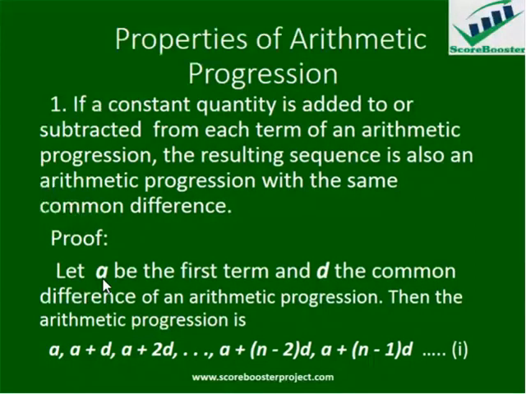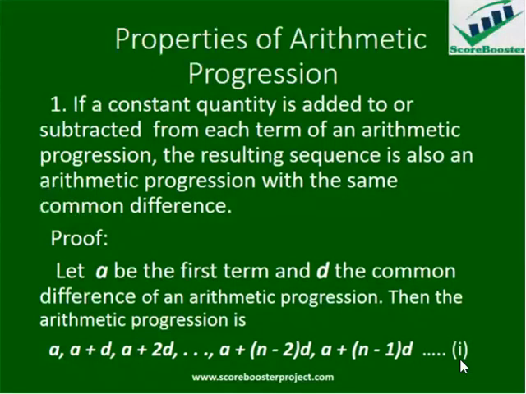We all know that the first term of an arithmetic progression is A and D is the common difference. Then the general terms of that arithmetic progression are A, which is the first term, A plus D the second term, A plus 2D the third term, up to the n minus 1 term, which is A plus n minus 2 into D, and the nth term, A plus n minus 1 into D, and that is tagged as the first equation.